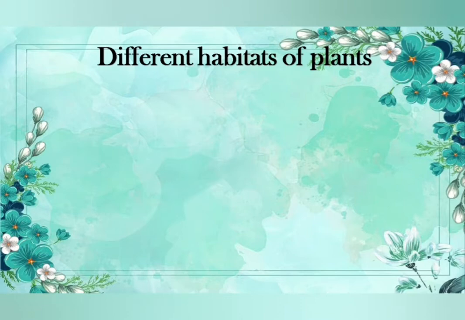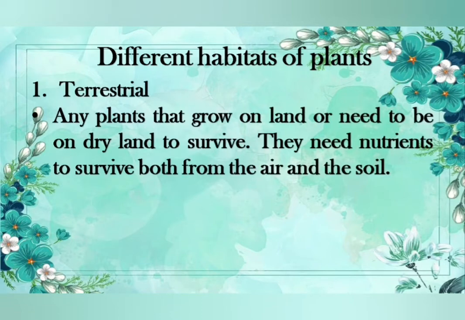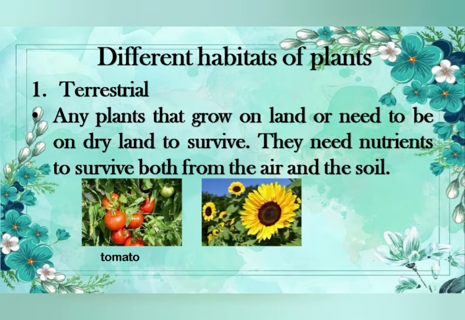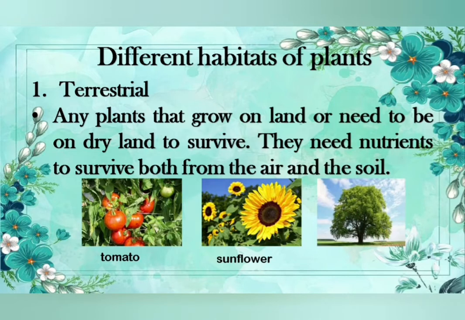So, in our lesson a while ago, we have here the different habitats of plants. First, the terrestrial. So, any plants that grow on land or need to be on dry land to survive. They need nutrients to survive both from the air and the soil. So, we have examples here: the tomato, sunflower, and mango tree. And we have a lot of examples in our surroundings.